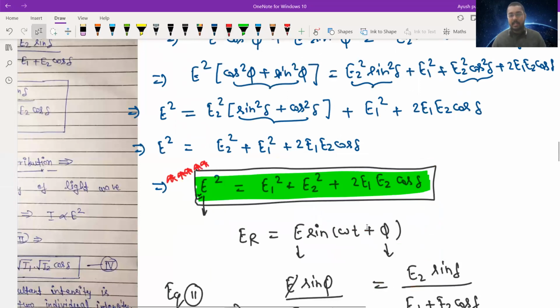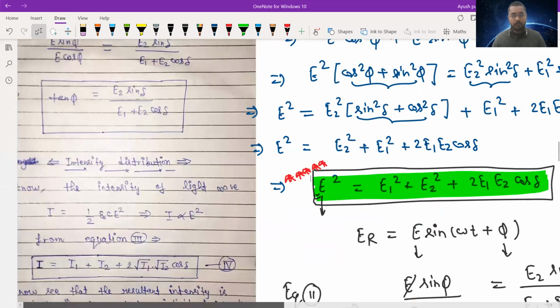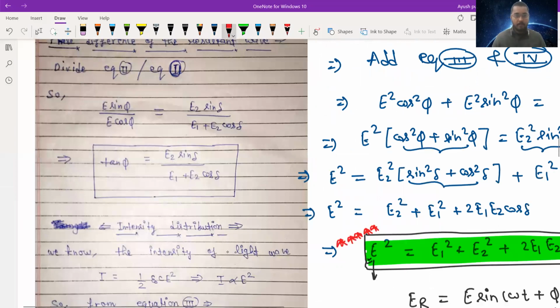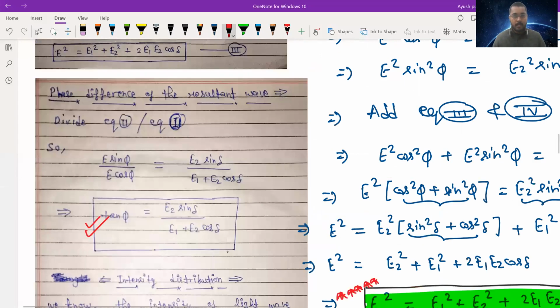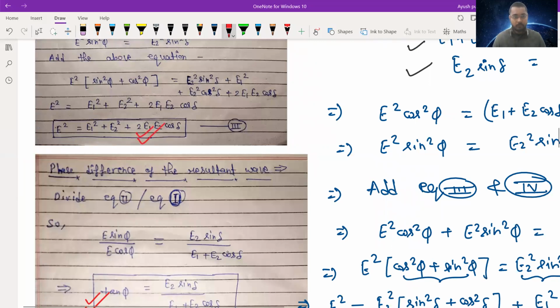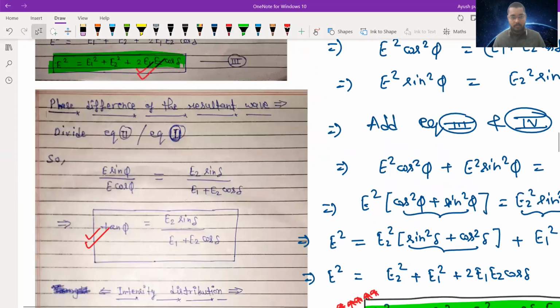Okay, now let's get back to the original slide. See, we have got this equation and we have got this equation, right? I'm also highlighting this, and again I'm highlighting this one. Now I have calculated the amplitude of the resultant wave, and I know the amplitudes of the individual waves that were interfering, right?